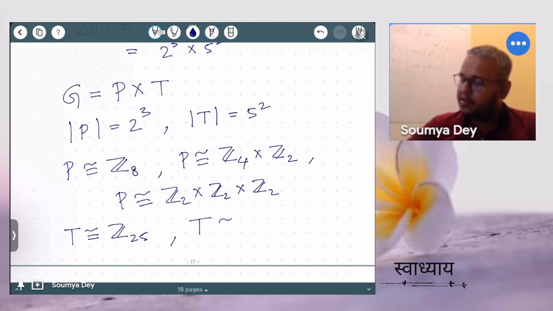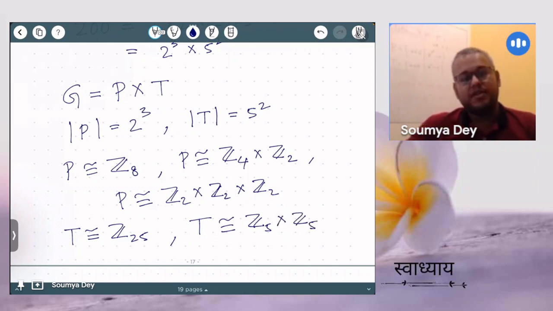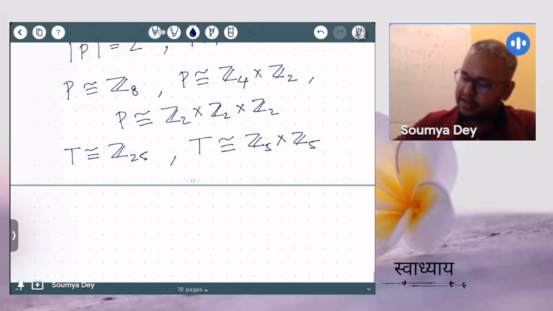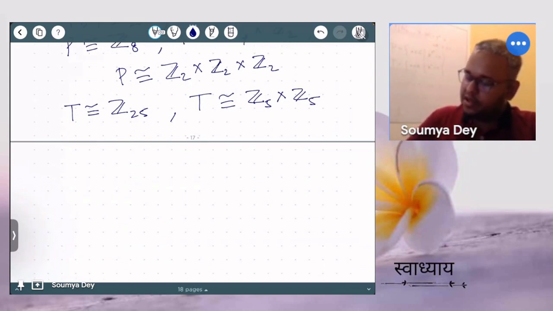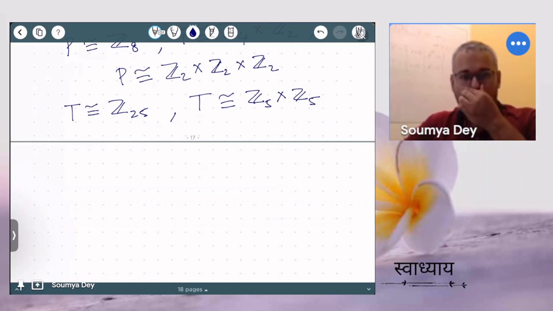Otherwise, T can be Z5 cross Z5. These are the only 2 possibilities, right? So if you combine all of these, for G, how many possibilities do you have? Let us see. So G can have 6 possibilities. What are the 6 possibilities?